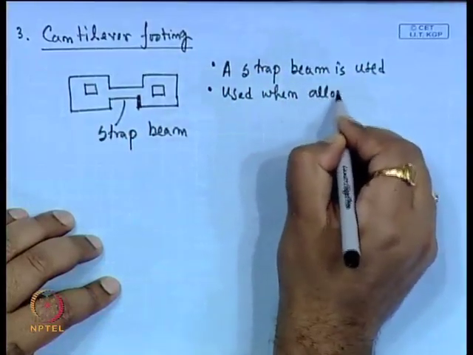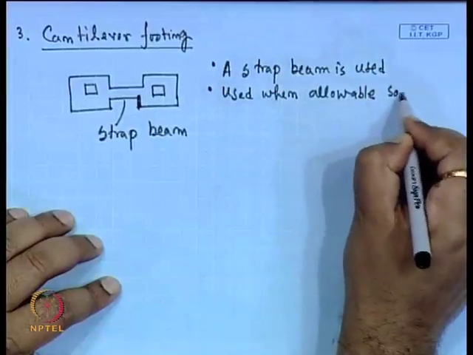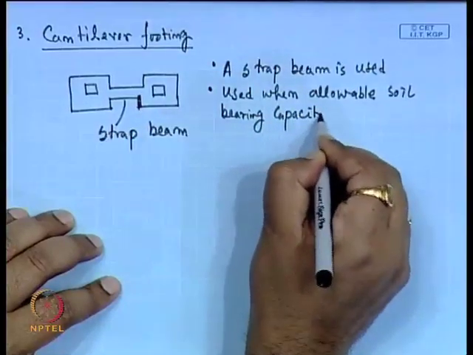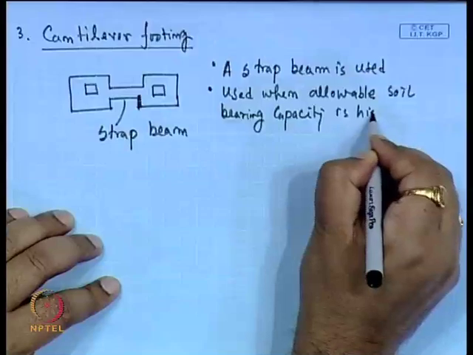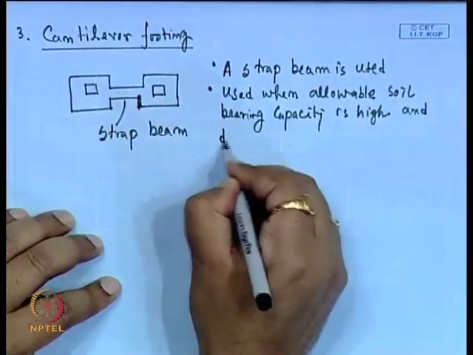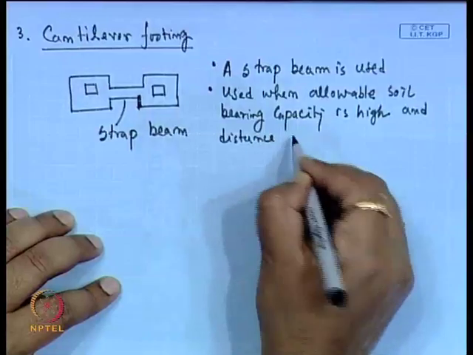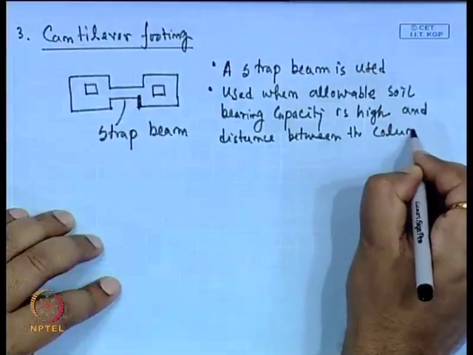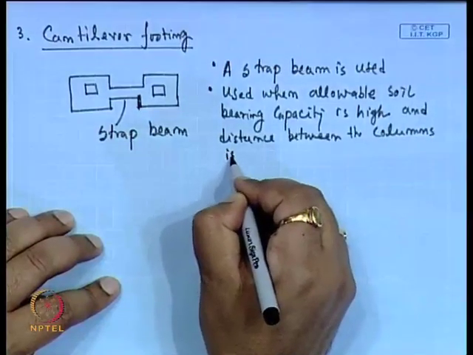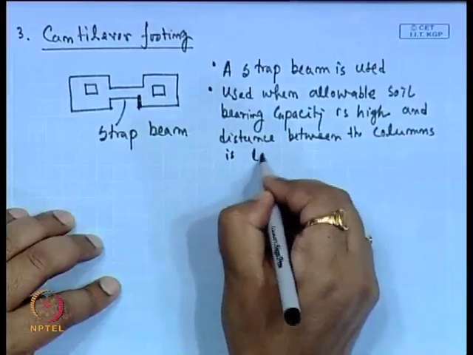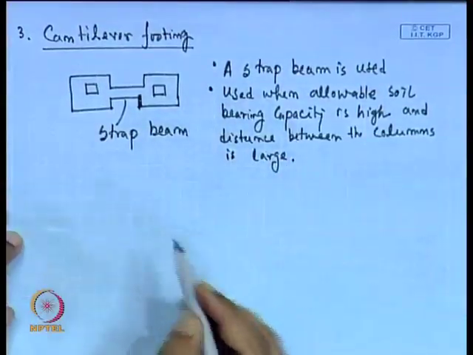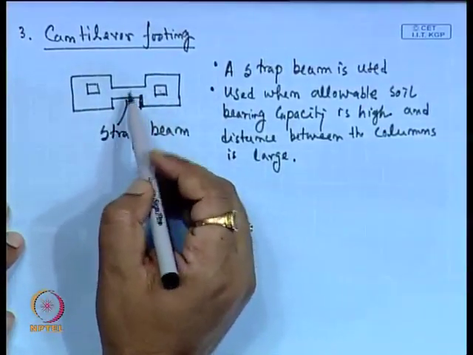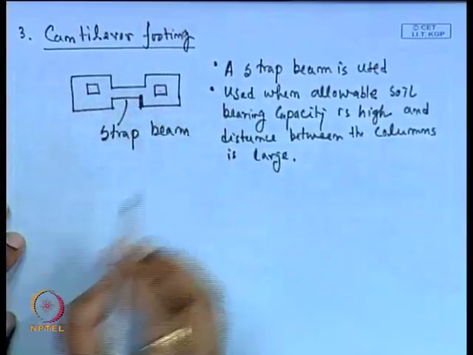when the allowable soil bearing capacity is high and the distance between the columns is large. So that means this strap beam is connected between two columns. This is used when the allowable bearing capacity of the soil is high and the distance between two columns is large.